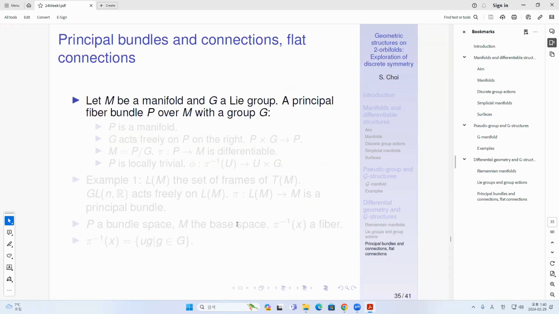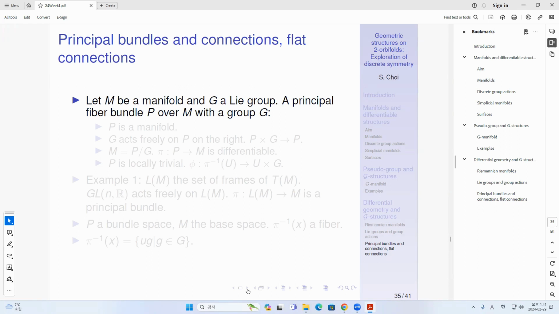And so we will just go over principal bundles and connections very fast. Our emphasis is on just the flat connections usually. Of course, there's a whole theory of connections which are very, very deep, but we're not studying that here. So let M be a manifold and G a Lie group.